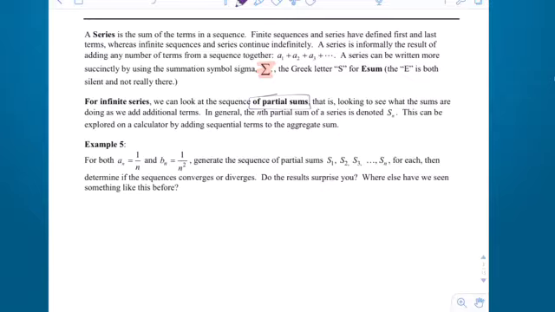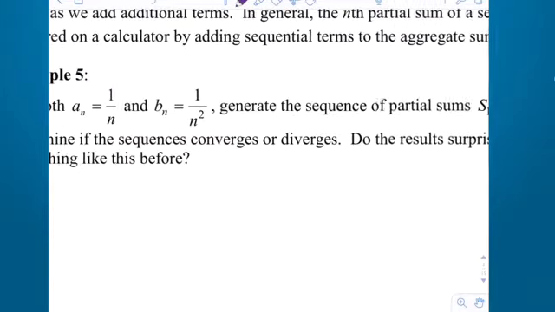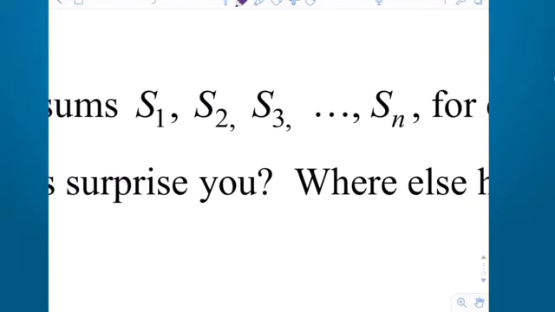So let's look at this. Example 5. For a sub n equal 1 over n, and b sub n, a different sequence, to be 1 over n squared. Generate the sequence of partial sums. So I'm going to use capital S. Capital S sub 1 just means the sum of the first term. Capital S sub 2 means the sum of the first 2 terms. S sub 3, the sum of the first 3 terms.